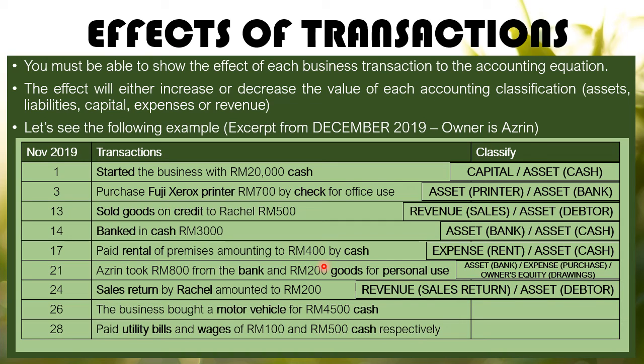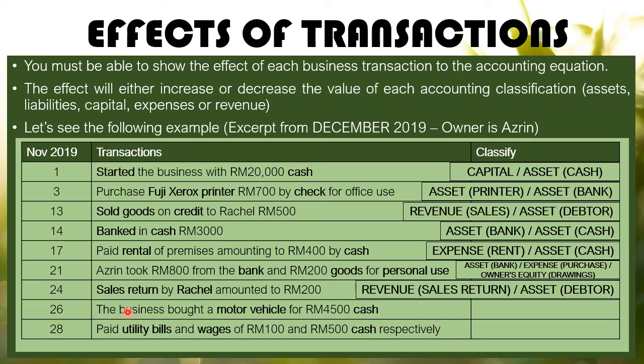Kemudian sales return by Rachel pula. So sales return mengurangkan jualan. Dia mengurangkan jualan. So revenue ya. The classification affected will be revenue in terms of sales return, dengan asset iaitu debtors. Maknanya sebelum ini dia berhutang kita 500. Lepas dia dah pulangkan barang, hutang dia pada kita cuma tinggal RM300 sahaja.